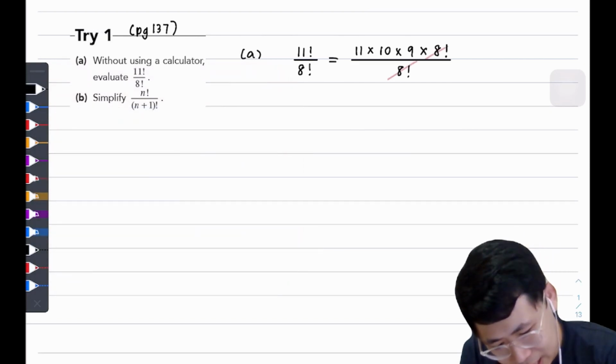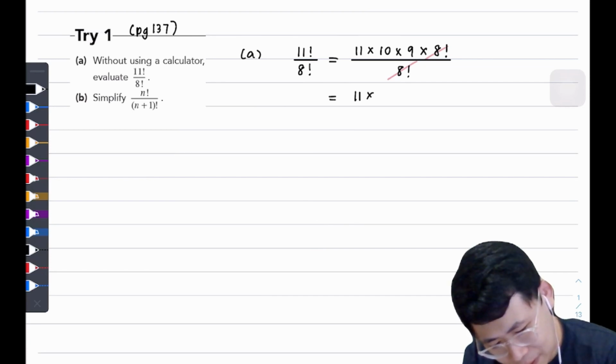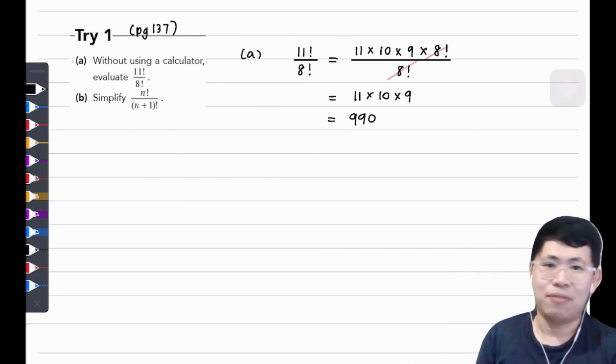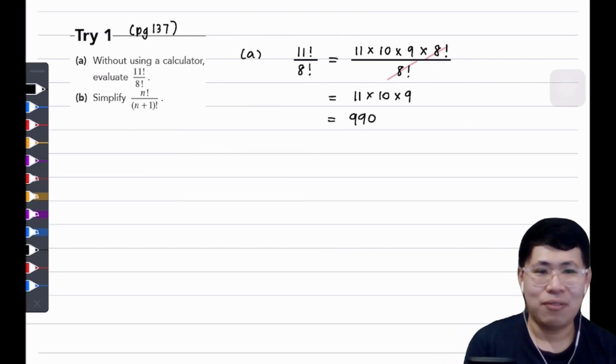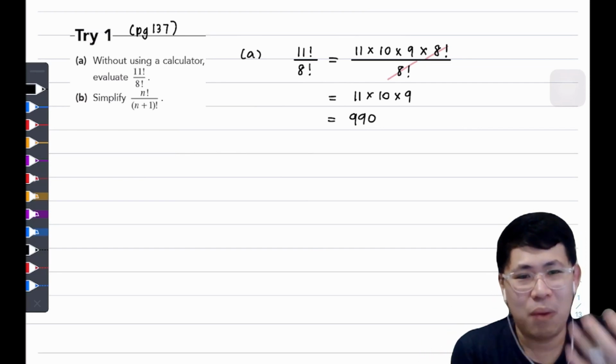So at the end of the day it will be just 11 times 10 times 9. So this answer would be 990. Okay, just like that, without using a calculator. But you can use a calculator to verify. Without using a calculator means that we just want to do it manually.